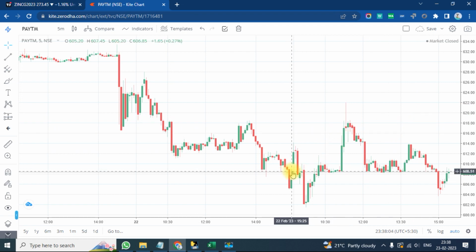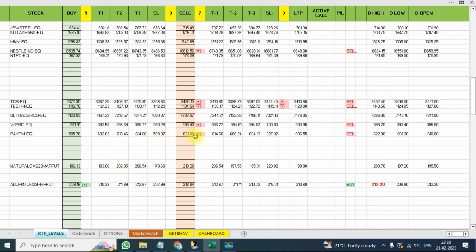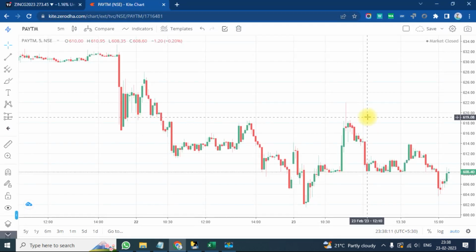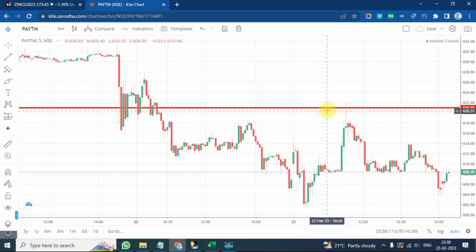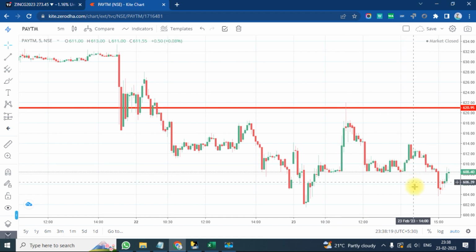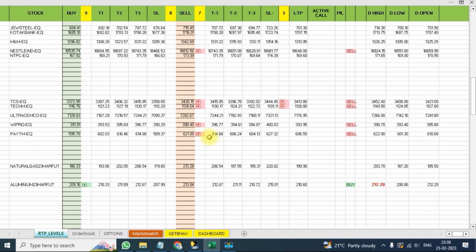The market opened somewhere around this point, and the selling point for Paytm was 621. You can see it touched our selling point here at 621. After touching this selling point, it came down to 604. So it has come down 16 points.